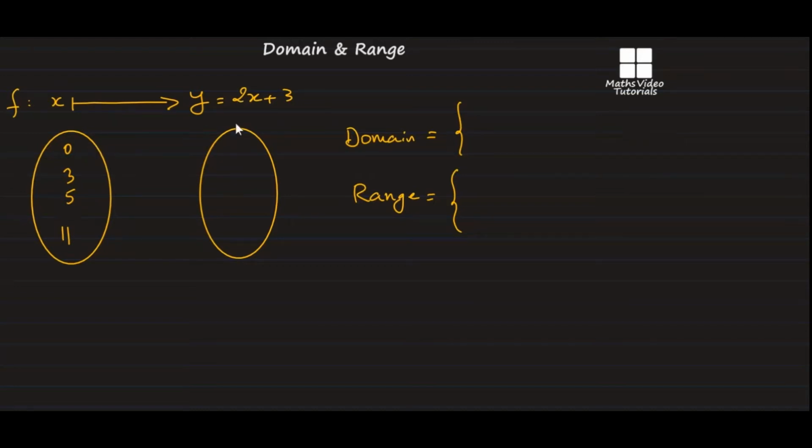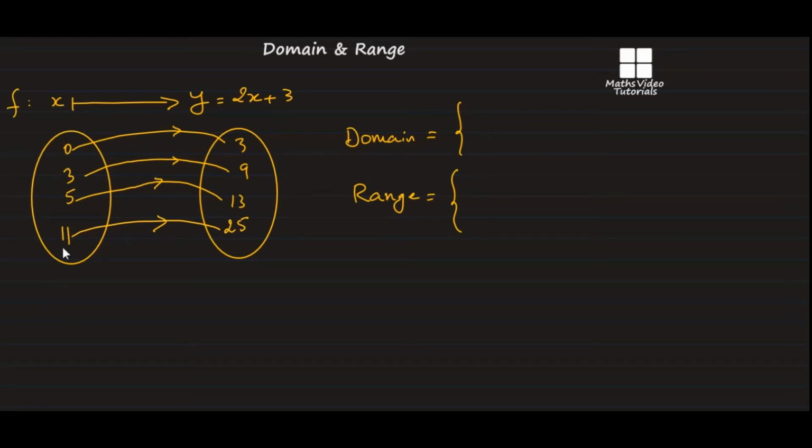So 2 times 0 is 0, add 3, going to be 3. So we say 0 maps into 3. Do this one here. 2 times 3 is 6, add 3, maps into 9. Basically, you just substitute the values of the input into the expression to obtain the values here. 5 times 2 is 10, add 3 is 13. 11 will map into 25.